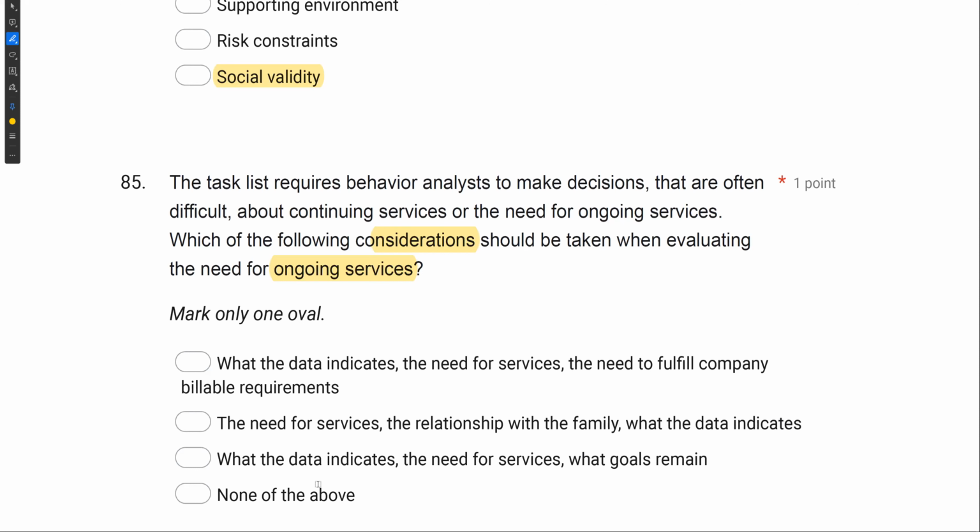B's out. C, what the data indicates. Yes. The need for services. Yes. What goals remain? Yes. What goals remain is a big one because we don't just keep creating goals so we can keep offering services. Those goals must be relevant and they must be socially valid. We don't just pick them out of thin air. They have to have a purpose. So of these, the best answer is C. What the data indicates, the need for services, what goals remain.